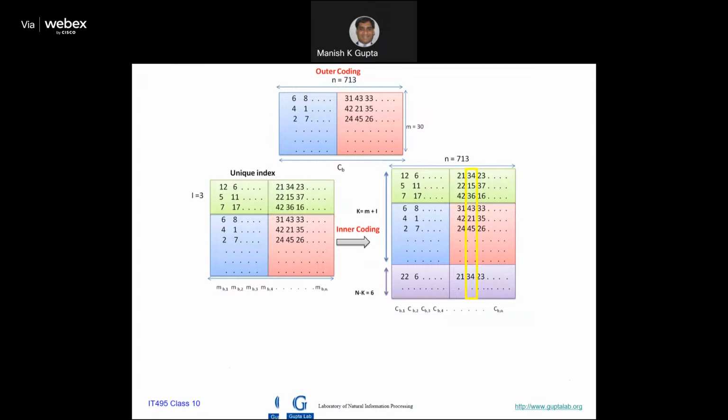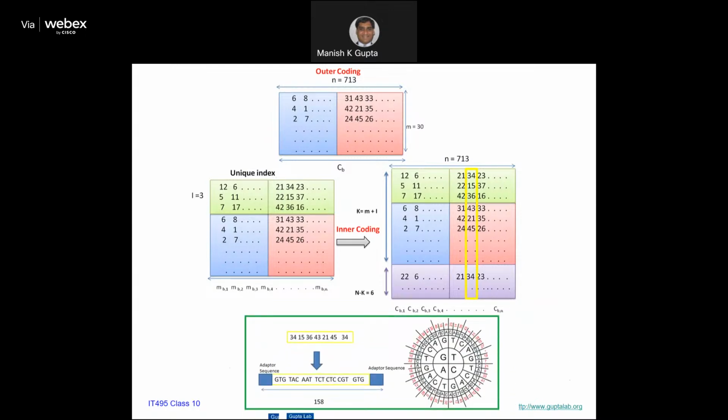Now, they also wanted to protect against homopolymers, so the same base should not repeat. Do you remember Goldman used that table? But here they have used a codon wheel. What is the codon wheel? You take, for example, this vector, whose elements are from a field with 47 elements, and all 47 elements are arranged on this wheel. This is known as the codon wheel.